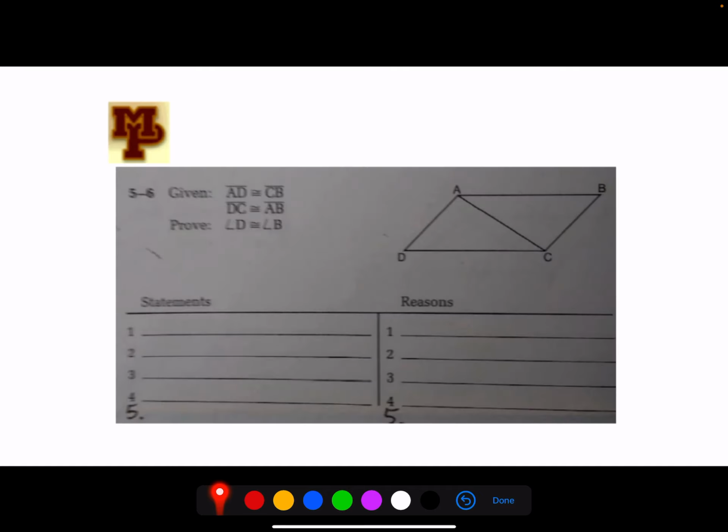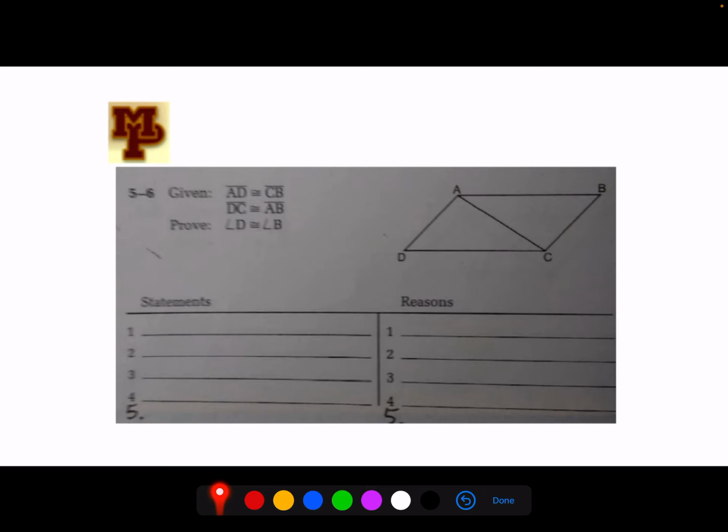Here's our first proof. I know it's kind of blurry. We're given that segment AD is congruent to CB and segment DC is congruent to segment AB. What we want to prove is angle D is congruent to angle B. Now, it's very important that you guys are drawing on your pictures as you fill out this proof. Pause the video if you need to so that you can write this down, and then we'll be going through it together. All right, so our first statements.